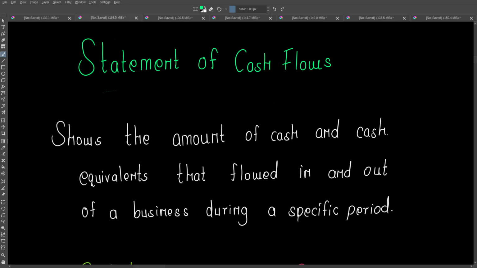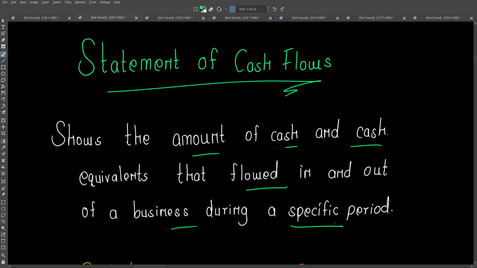Hello, today let us look at the statement of cash flows. This statement shows the amount of cash and cash equivalents that flowed in and out of a business during a specific period. So this is basically the cash inflows into the business and the cash outflows from the business as it continues to do its operations during a specific period.